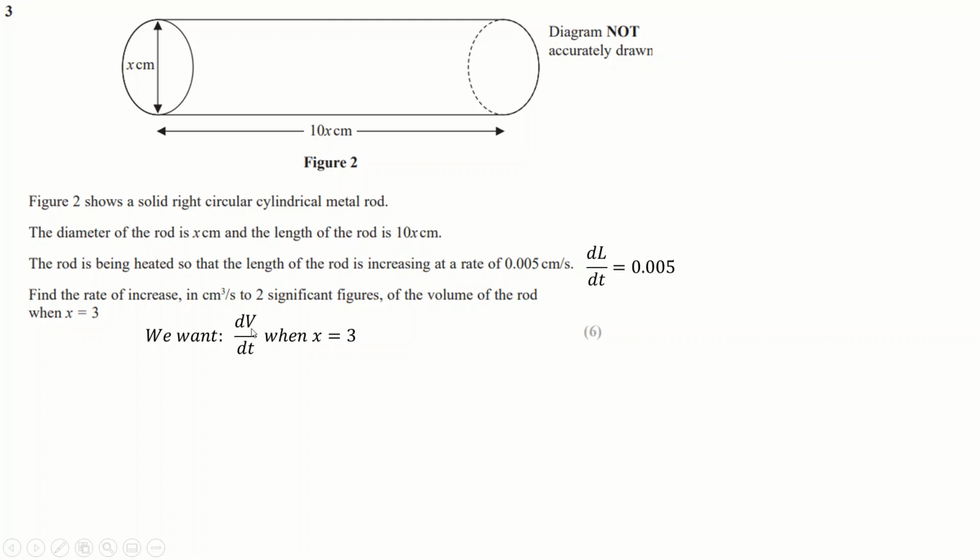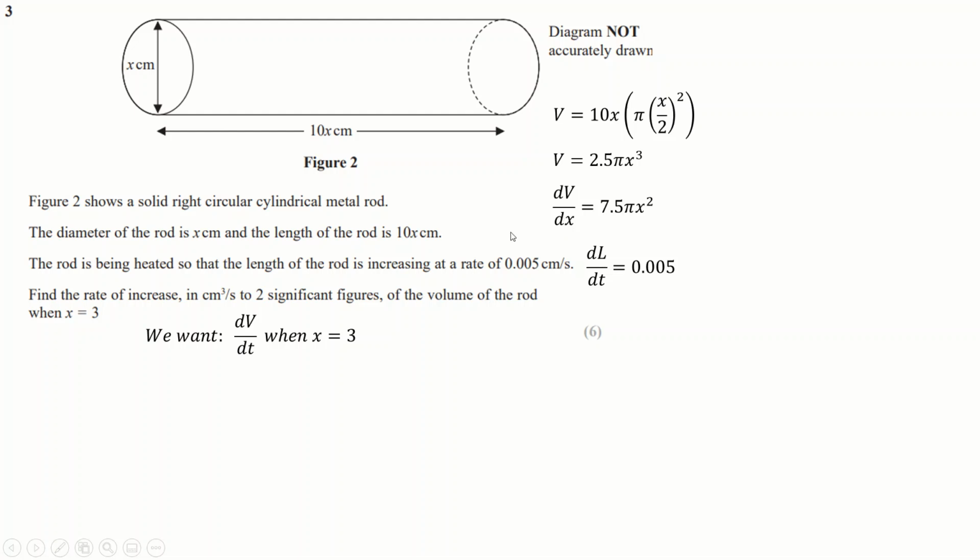So I need to find dv by dt in terms of x, and then I need to put that value 3 in. Now I can find dv by dx because of course the volume of this rod is pi r squared times the length, so that's pi times x over 2 squared, be careful, times the length, which is 10x. Simplify that down and you get this, and of course you can differentiate that, so dv by dx is this, just timesing by 3 and then bringing it down.